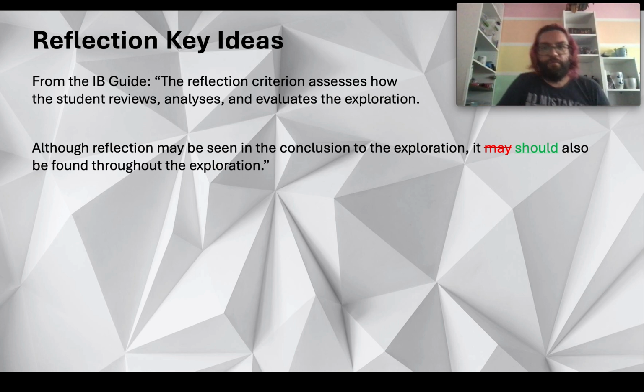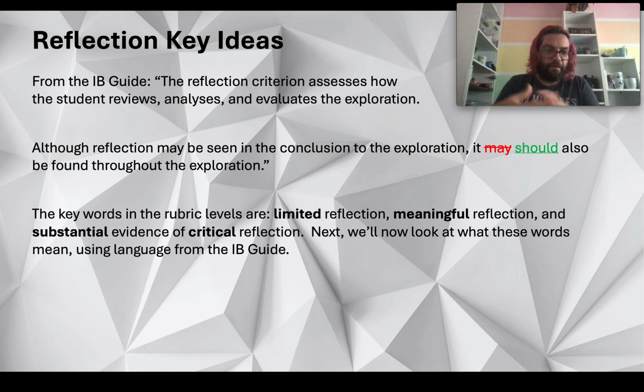Usually we don't think anything of what we're doing, and then at the very, very end, we think, oh no, what did I do? It's better that we be in the habit of consistently reflecting throughout an exploration. So yeah, this is my thought on that. The key words in the rubric levels were limited reflection at level 1, meaningful reflection at level 2, and substantial evidence of critical reflection in level 3. So the next thing I'm going to do in this video is look at what those words mean using the language directly from the IB guide.